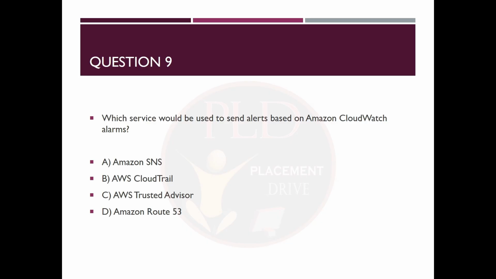Which service would be used to send alerts based on Amazon CloudWatch alarms? Option A is Amazon SNS. Option B is AWS CloudTrail. Option C is AWS Trusted Advisor. Option D is Amazon Route 53.